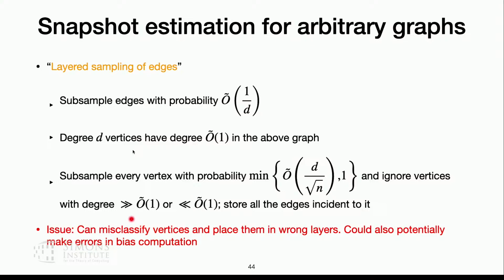And what is the issue here? You can still misclassify vertices, especially those at the boundaries of the degree intervals, and place them either in the left interval or in the right interval by mistake. You could also potentially make errors in bias computation. If you look at the previous algorithms, where you just sampled random edges or random vertices, you knew beforehand which kind of vertices you were going to be keeping track of, so you actually computed the biases exactly. So in the snapshot estimation, you don't make any mistake in the bias computation itself. Here you could also mess that up if vertices are at the boundary. The vertices could be placed in the left interval or the right interval, even in the biases. So you could have such issues as well.